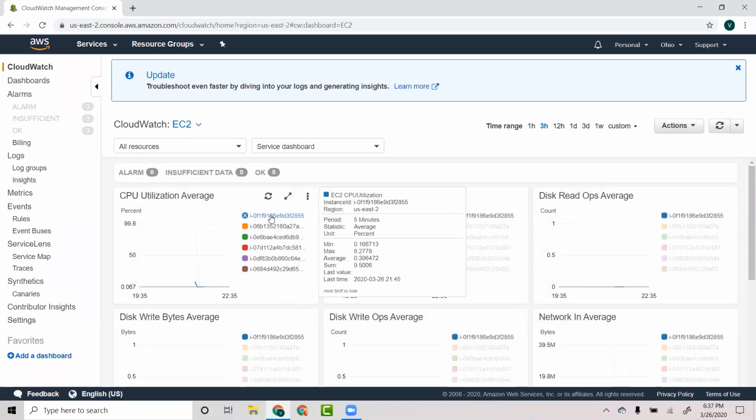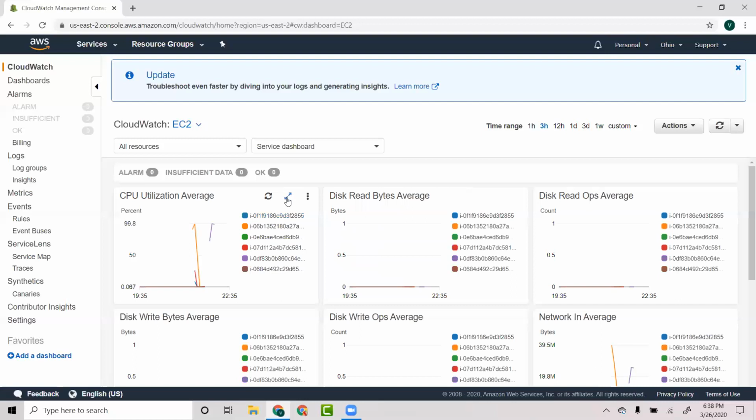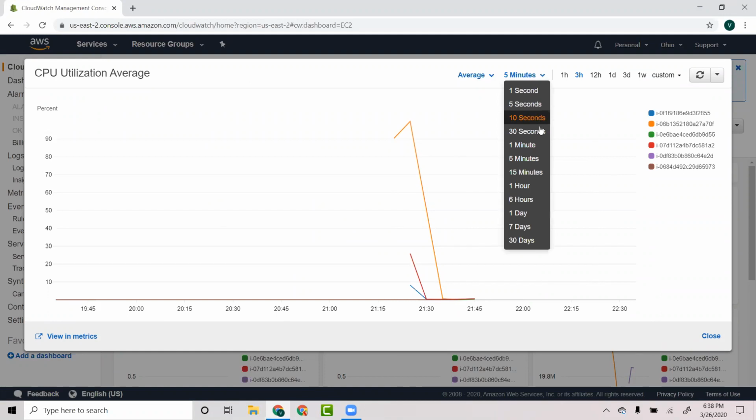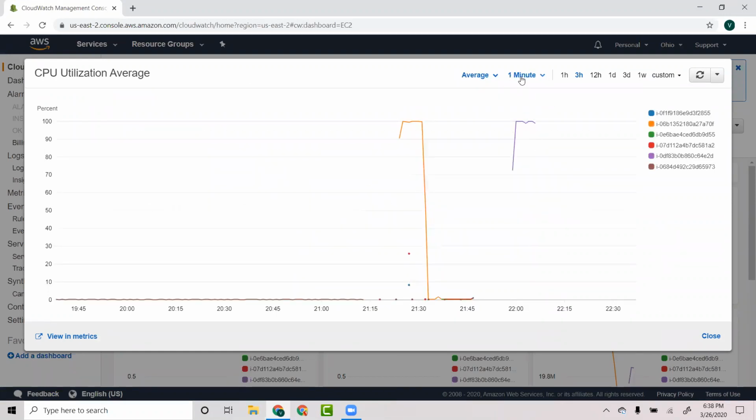I have these many instances. Each one of them has an instance ID. If you look at it, 1, 2, 3, 4, 5, 6. I have 6 instances here. Actually, these are all terminated, but it shows you the recently used ones. I'll maximize it. This is a CPU utilization average. This is one of the default metrics that it shows. You're asking it to show the average of every 5 minutes. Let's say I change it to average of every 1 minute. Give me the last 1 hour.